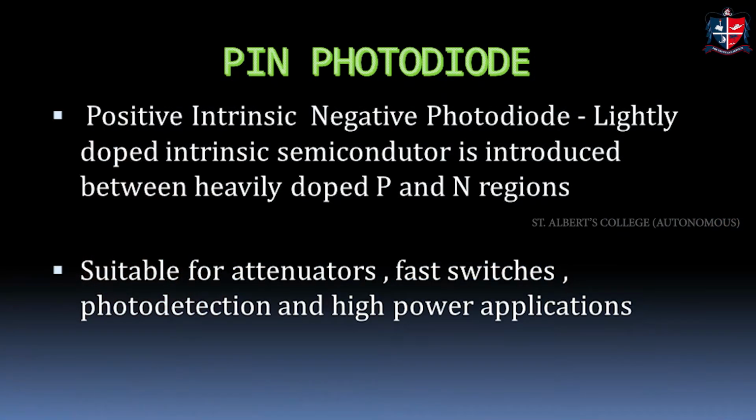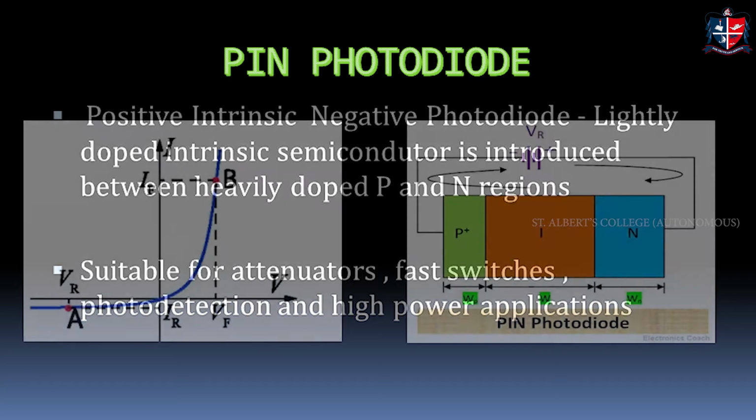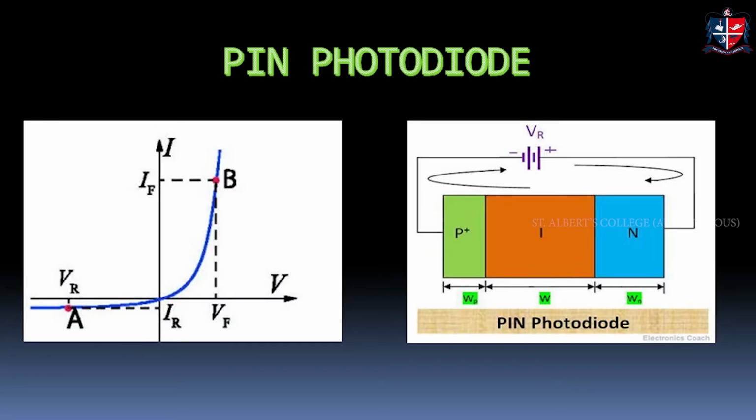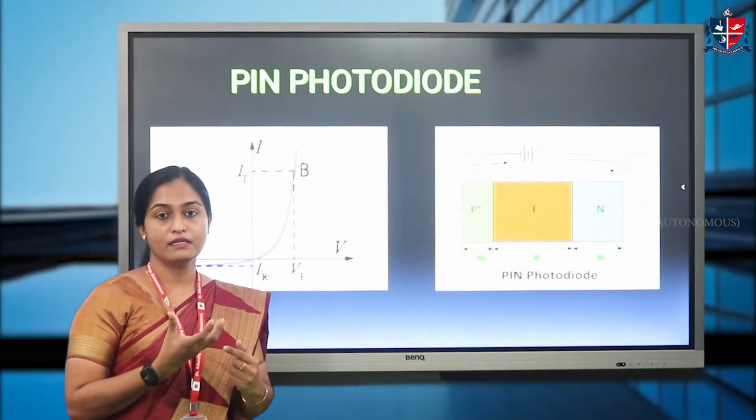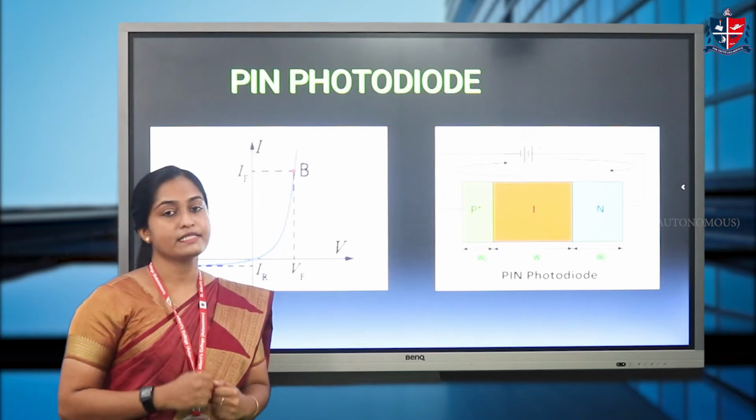Next is a pin photodiode. It is positive intrinsic negative photodiode. This is the block diagram of a pin photodiode. Here we introduce an intrinsic semiconductor layer in between the P and N regions. And this intrinsic layer has a very large width and it is lightly doped.